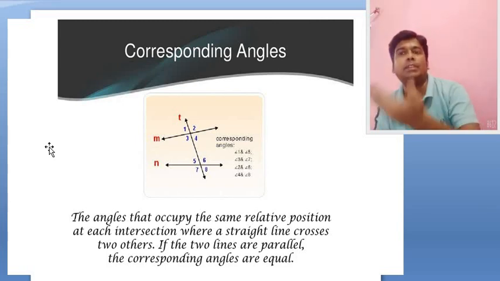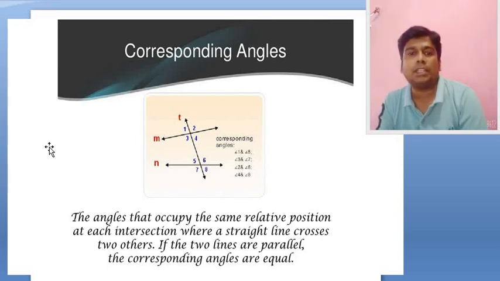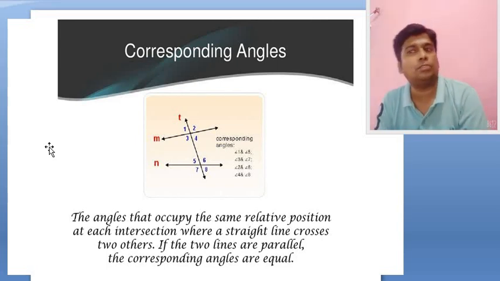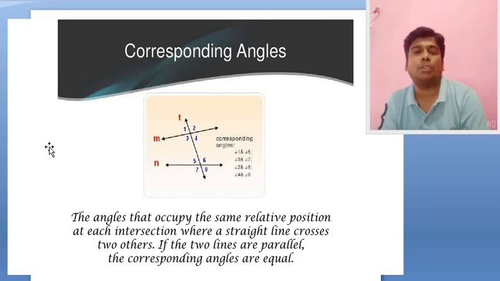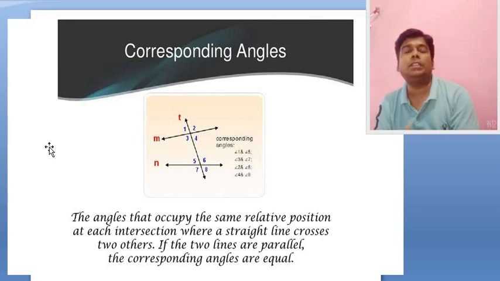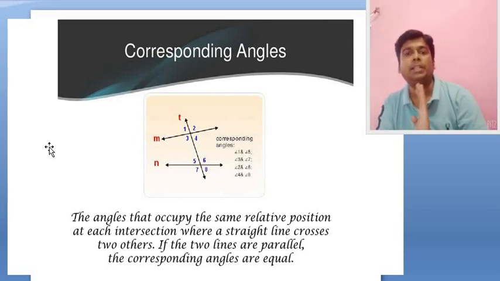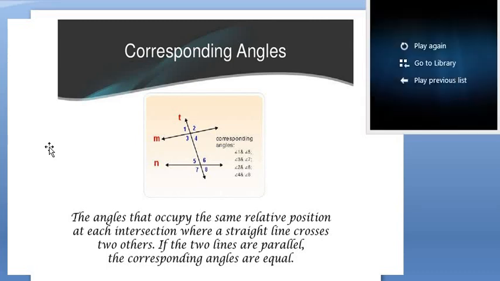In the same way, 2 and 6 are over the line and toward the right of the transversal. They are also corresponding angles. 3 and 7 are below the lines and on the same side, the left side of the transversal, so 3 and 7 are corresponding angles. Same way 4 and 8 are below the lines and toward the right of the transversal. Corresponding angles should always be on the same side of the transversal, and if one is over the line, both angles should be taken over the line, and if one is below the line, both angles should be taken below the line. Okay.